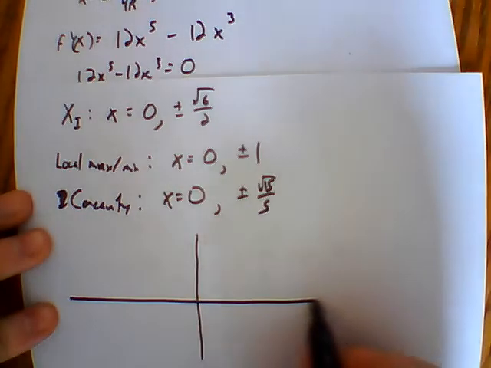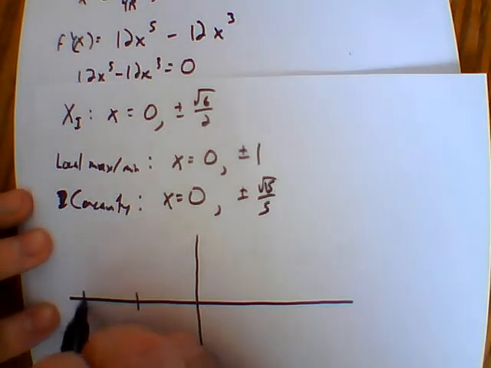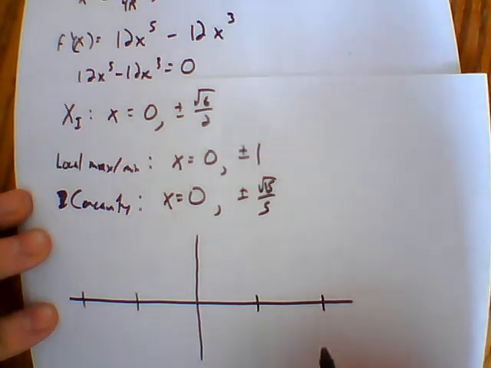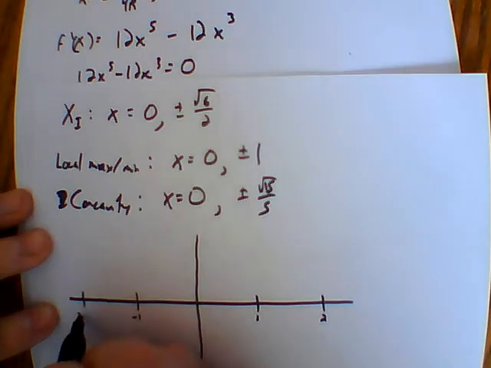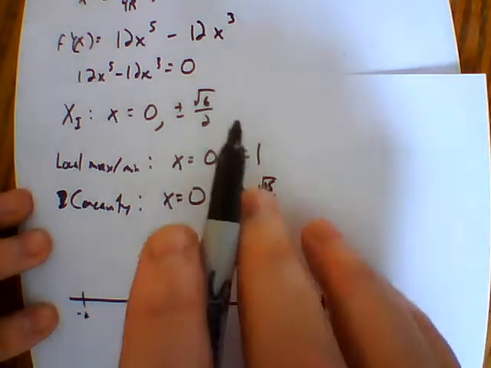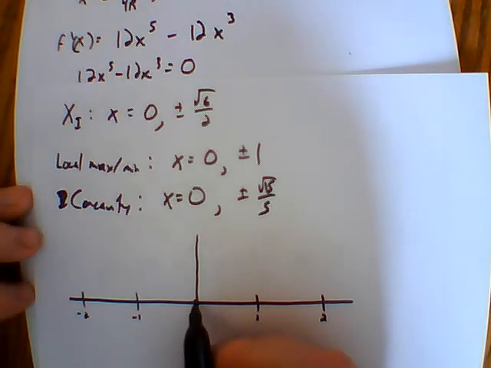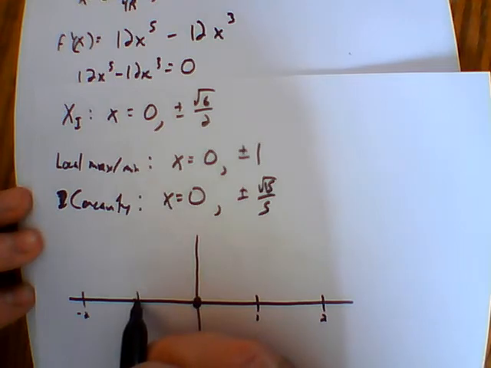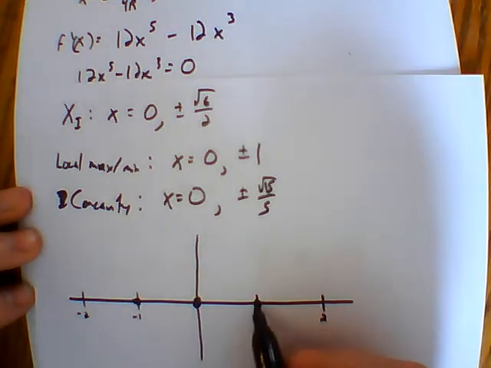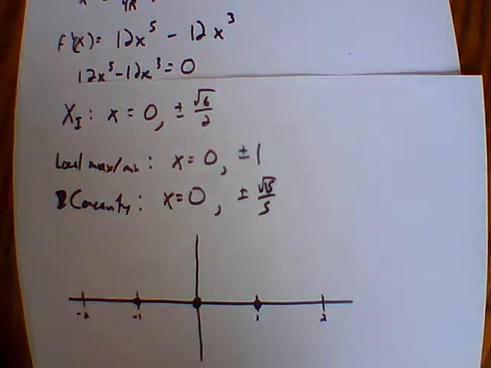What we know here, I'm just going to space it out a little bit more. This would be my 1, 2, -1, -2. We know that at 0 and then plus or minus 1, we have zeros on this graph. So that's our x-intercepts.